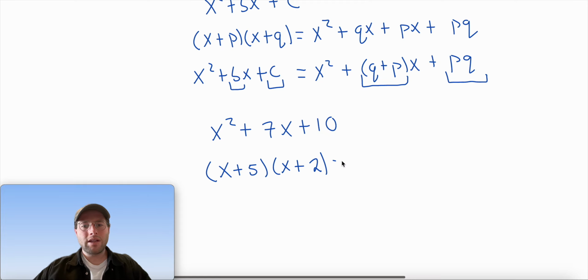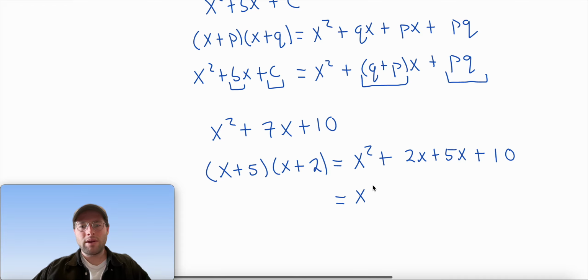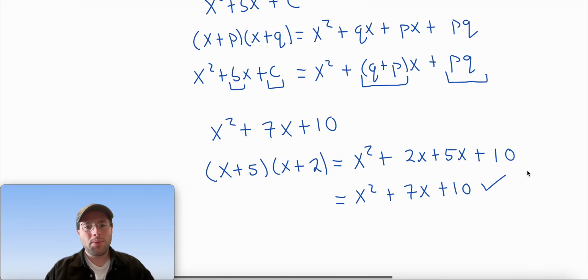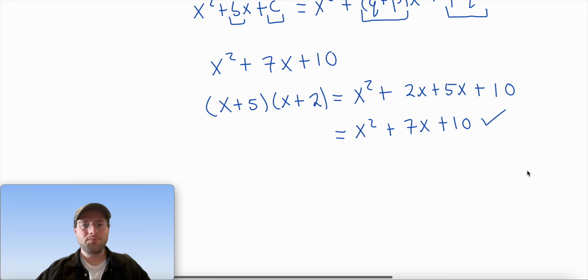And let's go ahead and check this answer. So let's multiply these together, and we'll get x squared plus 2x plus 5x plus 10. And combining like terms, we have x squared plus 7x plus 10. And that checks out with our original quadratic. Awesome. So let's go ahead and do one more example here.